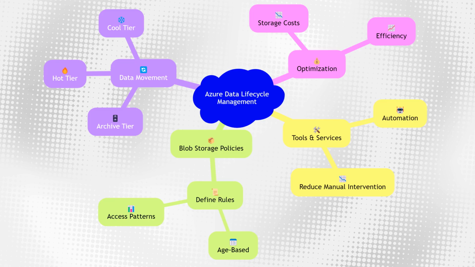Azure provides tools and services to automate data lifecycle management, reducing the need for manual intervention. Azure Blob Storage lifecycle management policies allow organizations to define rules for moving data between different storage tiers based on its age or access patterns. For example, data can be automatically moved from the hot tier to the cool tier after a certain period of inactivity, and then to the archive tier if it remains inactive for a longer period. This automation helps optimize storage costs and ensures that data is managed efficiently throughout its lifecycle.